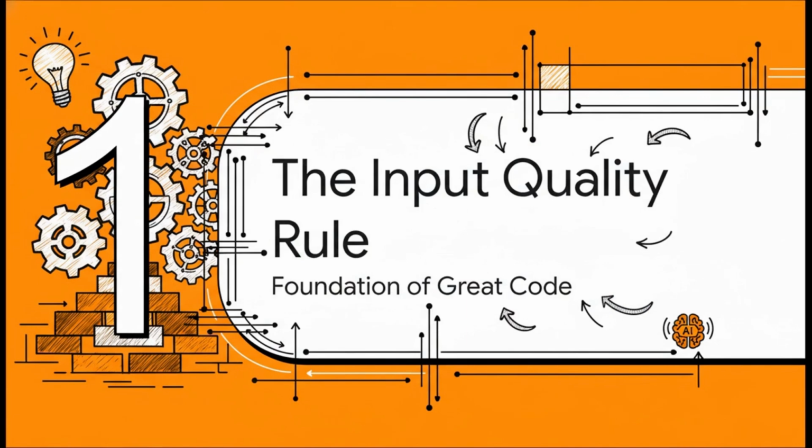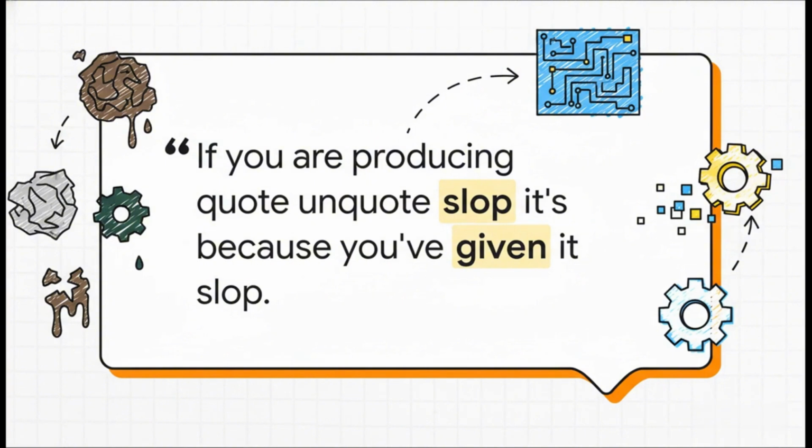All right, first up, the input quality rule. Seriously, this is the absolute foundation for everything else we're going to talk about. If you don't get this, nothing else matters. Look, the models we have today are just freakishly good. We're way past the point of blaming the AI for bad code. The reality is, the quality of what you get out is a direct reflection of the quality of what you put in. It's really that simple.